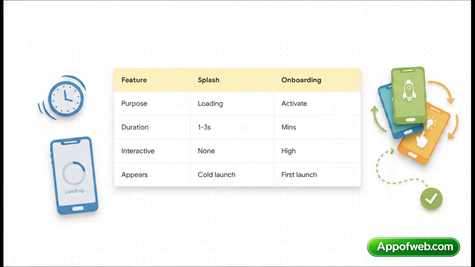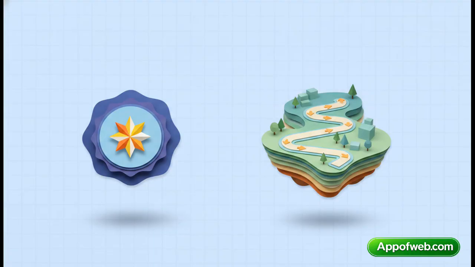Purpose? The splash screen is just a loading moment, while onboarding exists to educate and activate. Duration? Splash is 1 to 3 seconds tops. Onboarding is totally user-controlled and can take minutes. Interactivity? Absolutely none on the splash screen, high on the onboarding. And finally, the splash screen pops up on every cold launch, but onboarding should only ever appear on that very first launch.